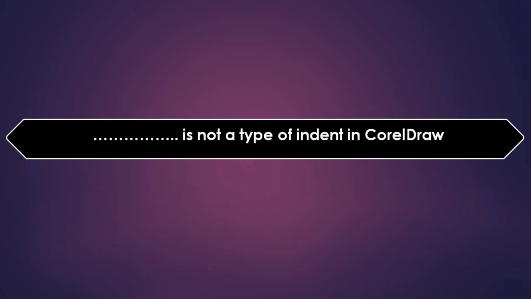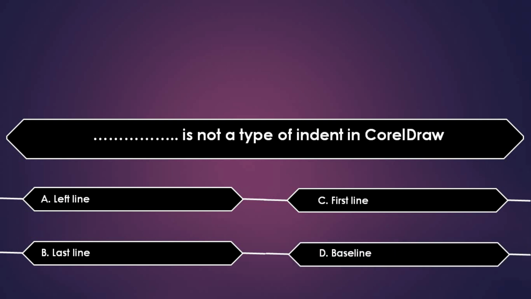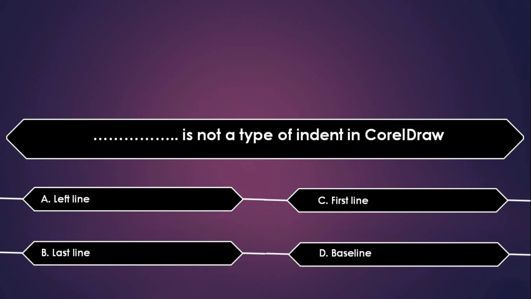The next question. Dash is not a type of indent in CorelDRAW. A. Left line, B. Last line, C. First line, and D. Base line. Which among these is not a type of indent? The right answer is base line.